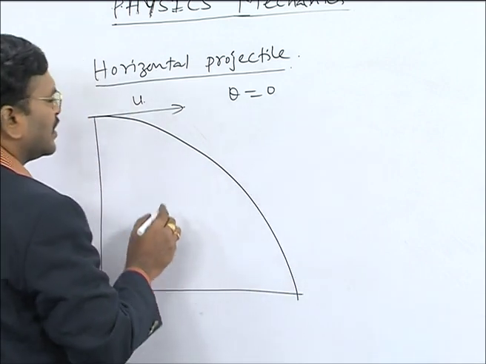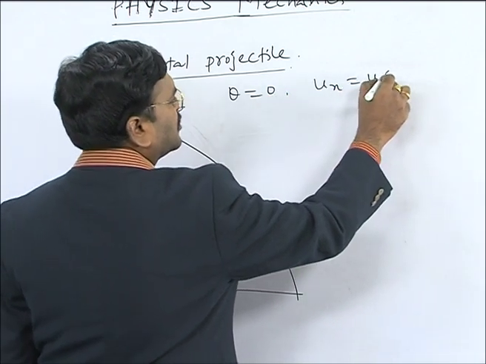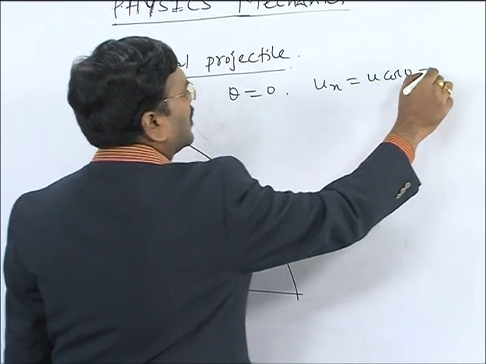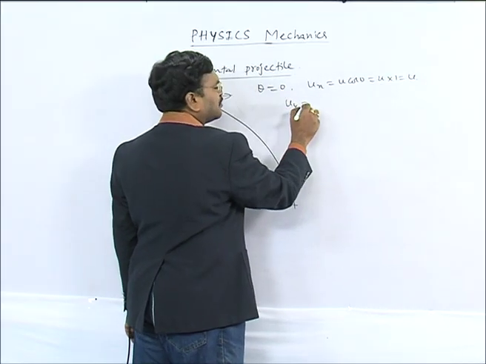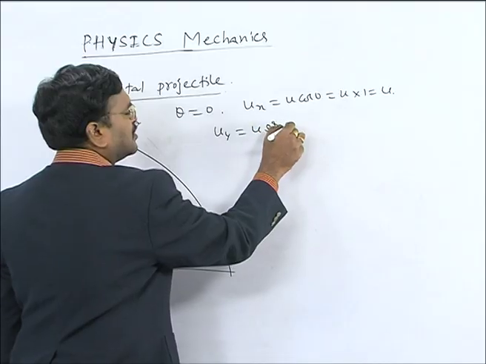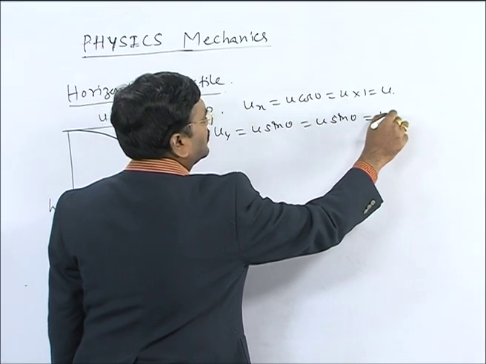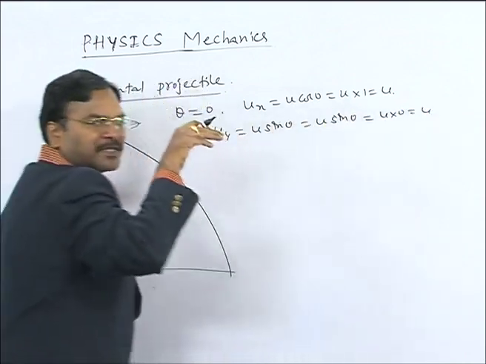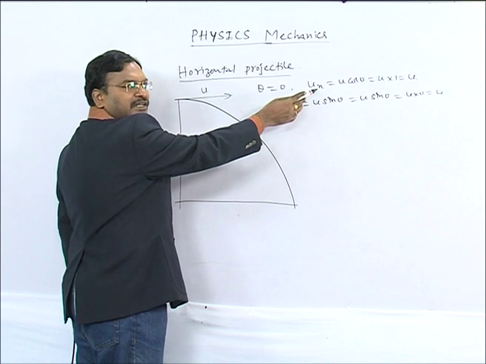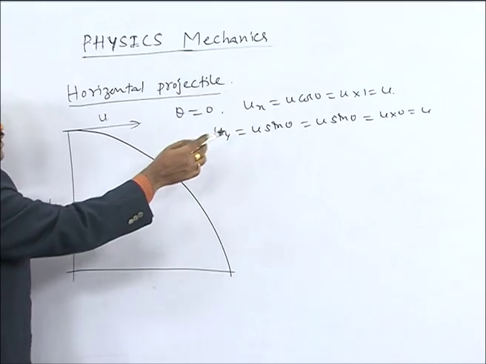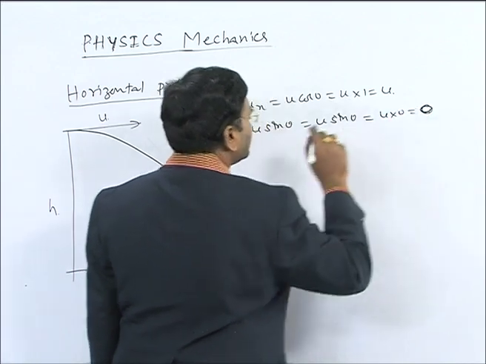Now, here the angle of projection theta is 0, ux how much? Ux is u cos 0, cos 0 is 1, so u into 1 is u. Vertical direction uy how much? U sin theta, u sin 0, sin 0 is 0. So, u into 0 is 0. So, if a body is projected horizontally, the horizontal component of velocity ux is u, and uy is 0.